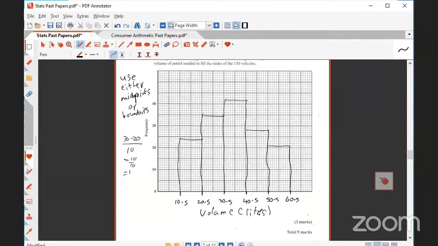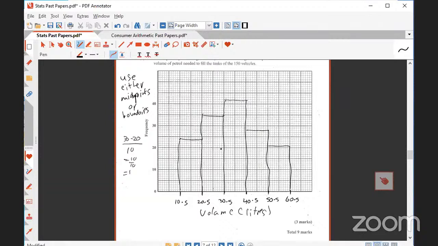And so once you draw yours properly with your ruler, you get 3 marks. So don't make your one look like mine, because if you ever make yours look like mine, you won't be getting those 3 marks at all. You can't make it look so ugly like mine. But that's how we would do a histogram question right there.